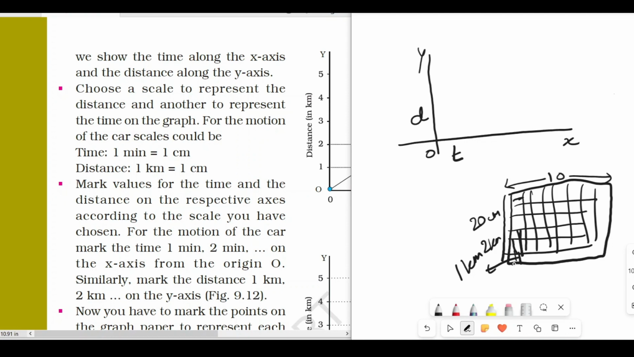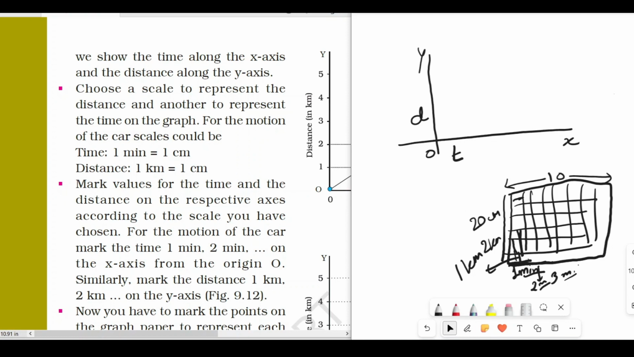ऐसे ही हम अगर 1 सेंटीमीटर इधर मूव करेंगे तो हमने 1 मिनट टाइम स्पेंड कर दिया. अगर हम 2 सेंटीमीटर चलेंगे तो हमने 2 मिनट्स टाइम स्पेंड कर दिए. अगर हम 3 सेंटीमीटर चलेंगे तो हमने 3 मिनट स्पेंड कर दिए. दिस यूनिट कैन बी एनीथिंग. ओके, सो दिस इज हाउ यू डिसाइड द स्केल ऑफ द ग्राफ.